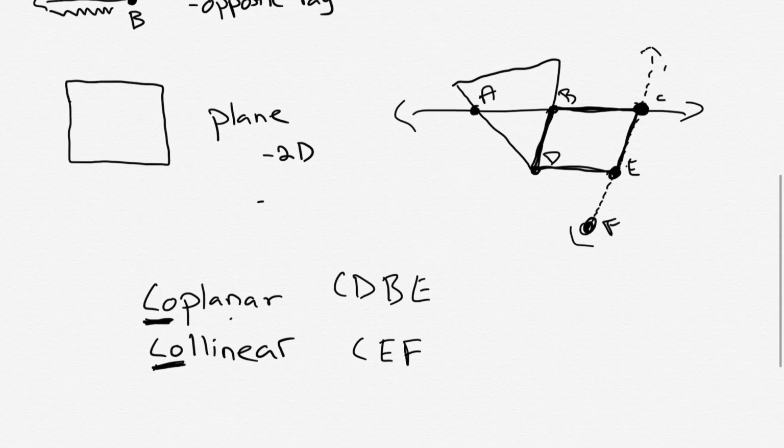So when you see these words, coplanar, collinear, just think of your co-star. You're a celebrity, you're in the movies with the co-star. That's the same thing that we need to remember here. Coplanar, these points are on the same plane. Collinear, these points are on the same line, okay?